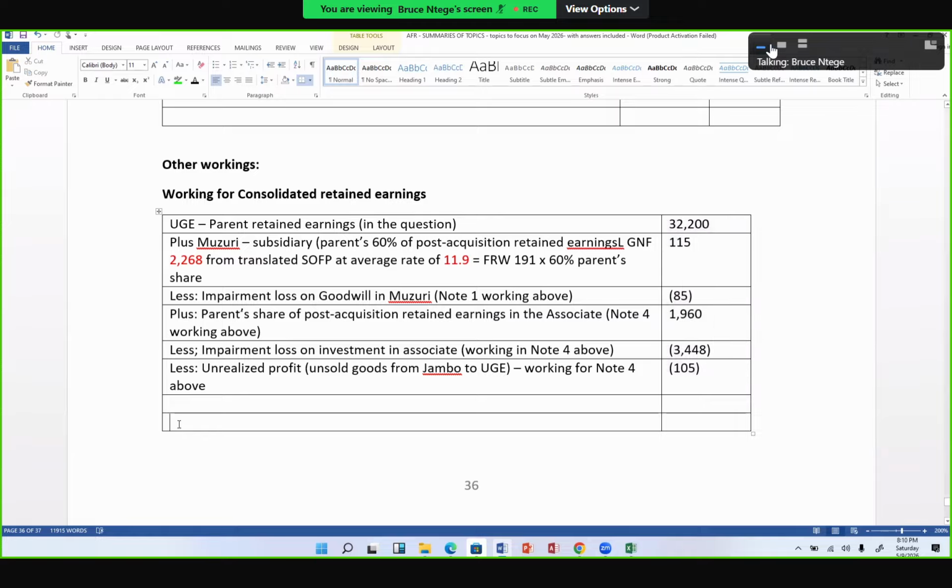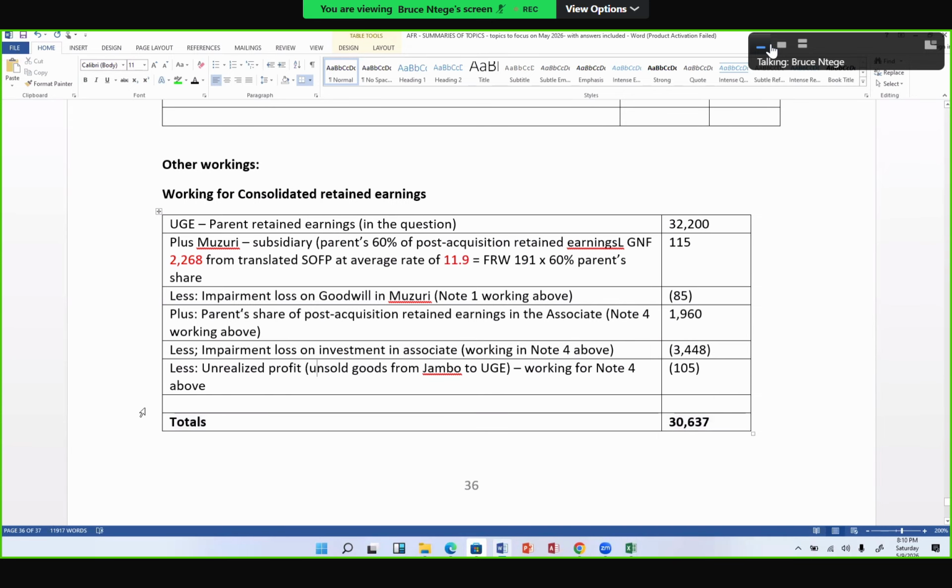So that's my closing figure, my total. Please double check whether I'm getting the right figure, if you also have the same figure there. 30637. That's what I have.